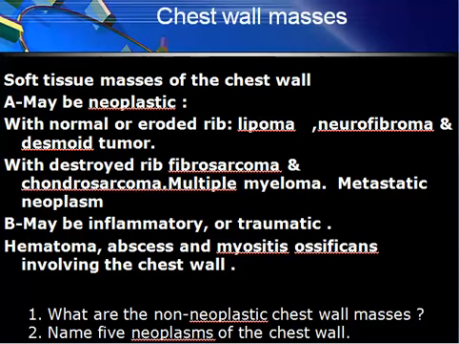Soft tissue masses of the chest wall may be neoplastic, whether benign or malignant. We can have lipoma or neurofibroma or desmoid tumor. Each one of these can present either with normal rib or pressure erosion on a rib, appearing eroded, or there may be destruction of the rib as in fibrosarcoma, chondrosarcoma, multiple myeloma, metastatic deposits.